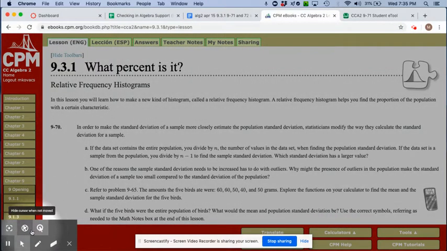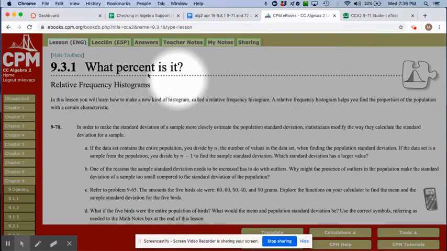All right, so today for problem 9-70 from section 9.3.1, I'm going to be doing a screencast because a lot of it is done on the Desmos eTool. So notice we're just going to take a brief pause in this section, 9.3.1, to talk about a specific type of histogram called a relative frequency histogram. And it sounds a lot fancier than it actually is.